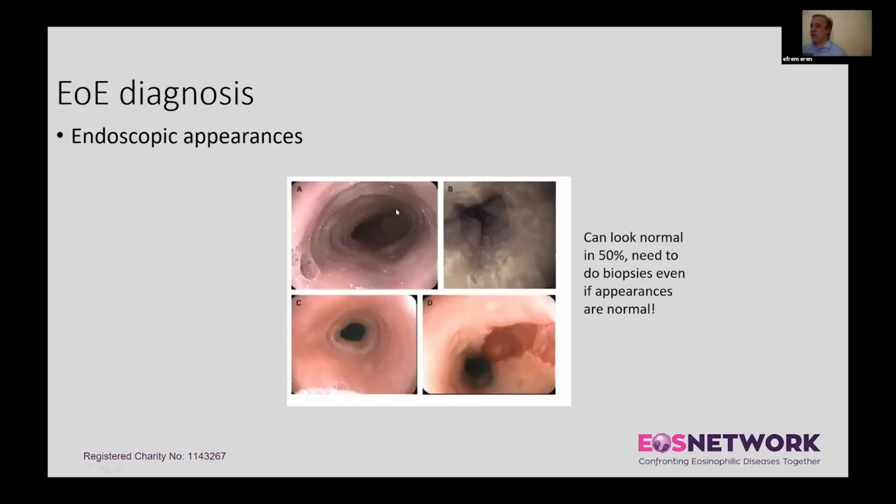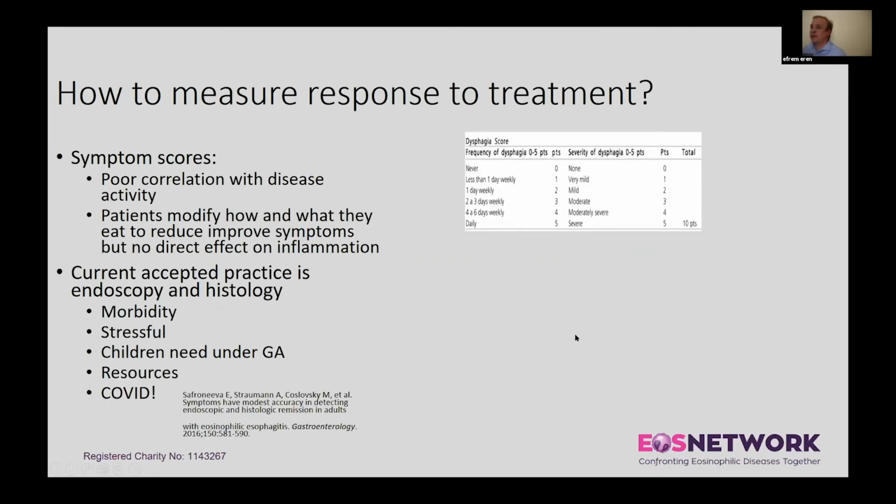So what can we do? Well, there are classical changes on endoscopy where you can see disease activity, but the problem is that in about 50% of patients it looks normal. So it's not helpful all the time, and once again you need to scope them, and really you would need a biopsy. As we've said, symptom scores don't really correlate. That's been published, and that's also our personal observation.